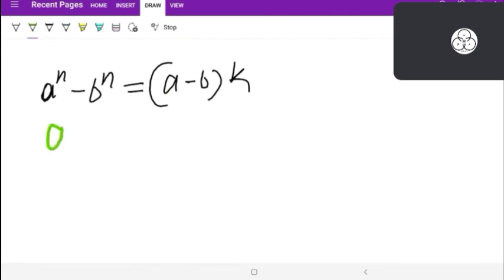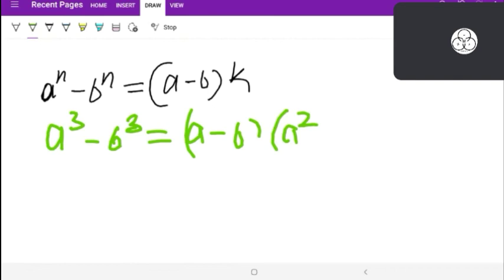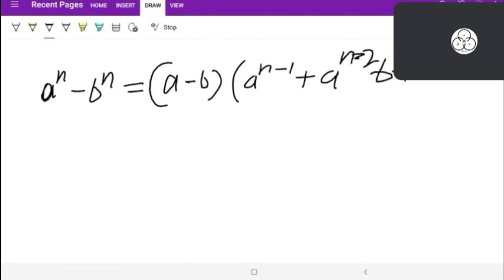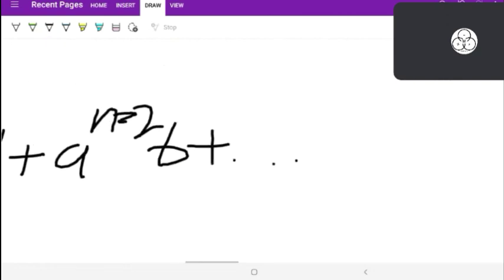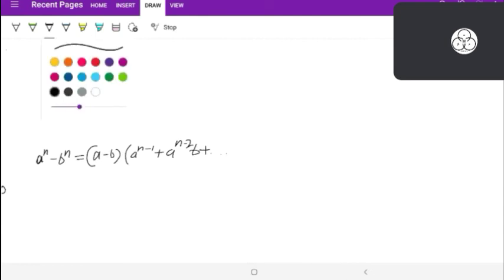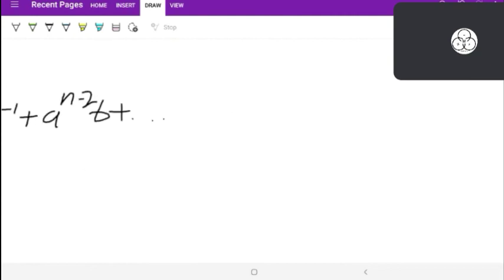Let me just evaluate. For a cube minus b cube, this is a minus b into a square plus ab plus b square. Okay, got it. So the identity for this will be a to the power n minus 1. I'm not pretty sure, just check this identity: a to the power n minus 2 into b, plus so on.